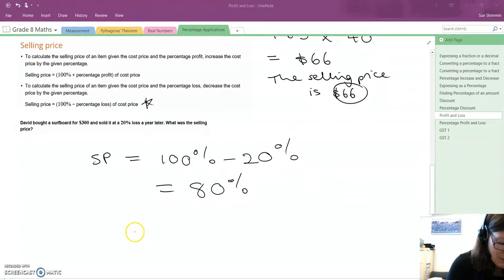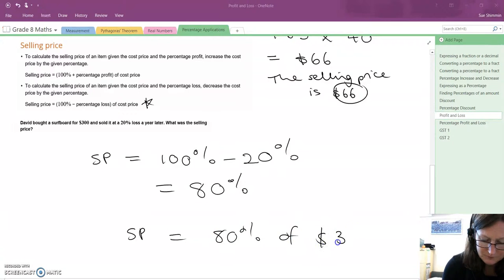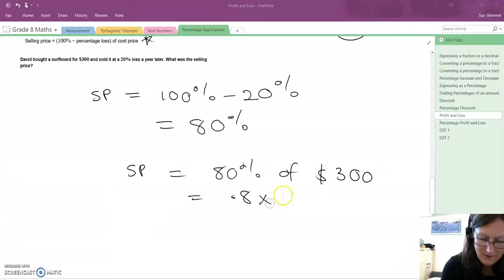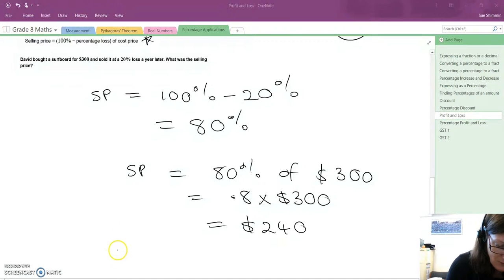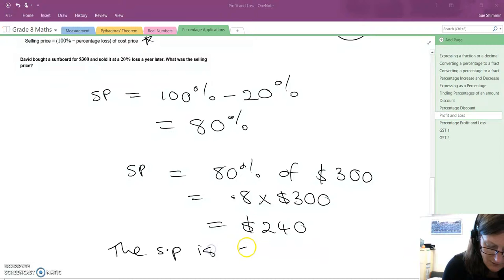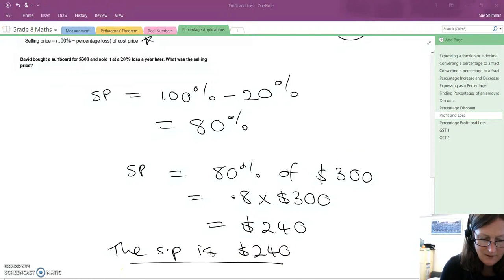How do we do this? So the selling price is 80% of 300. 80% as a decimal is 0.8, change the of to times. So 80% of 300 is $240. So David's making a loss, so the selling price is $240. Just writing it as a sentence because it started as a sentence.